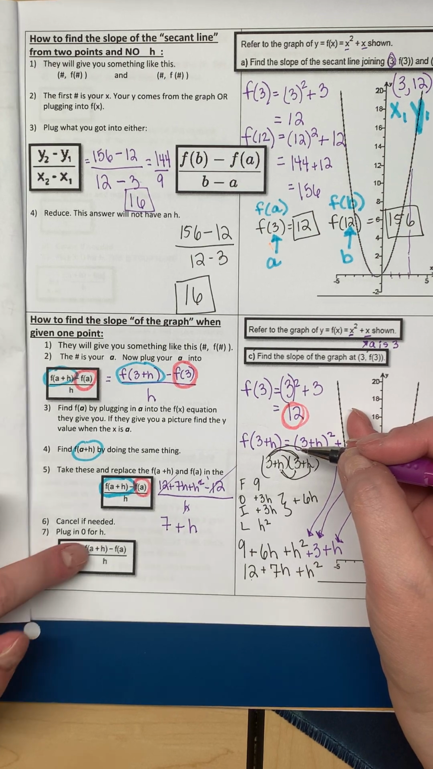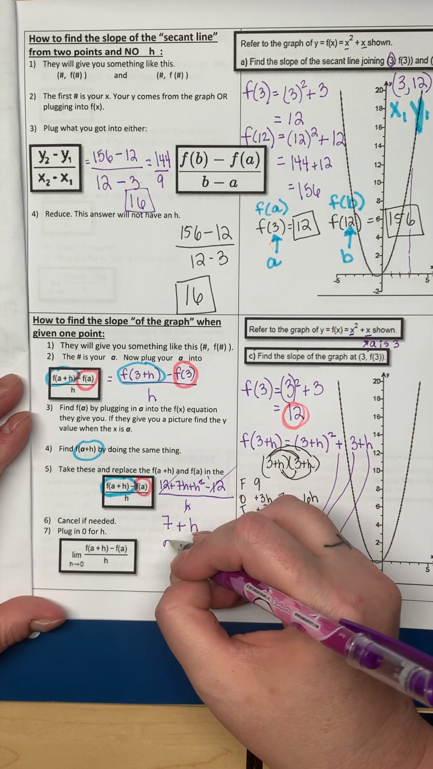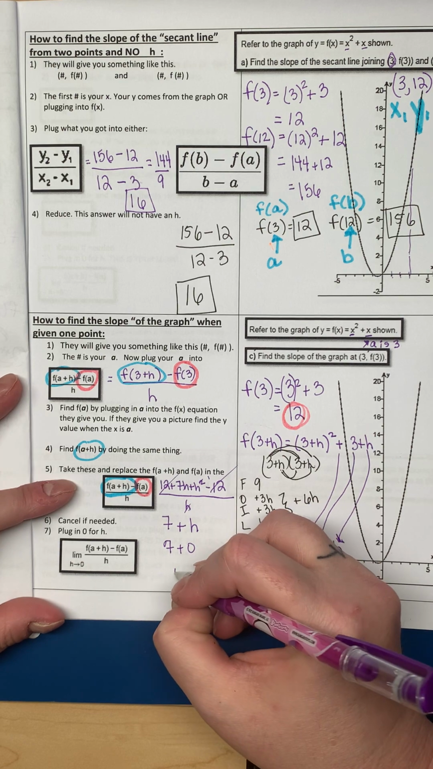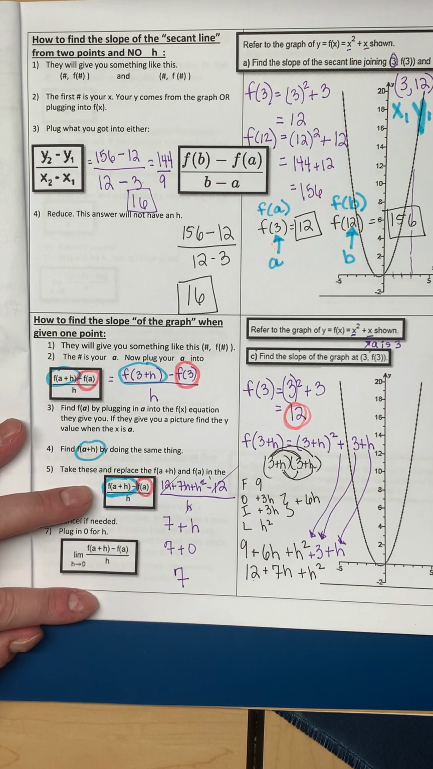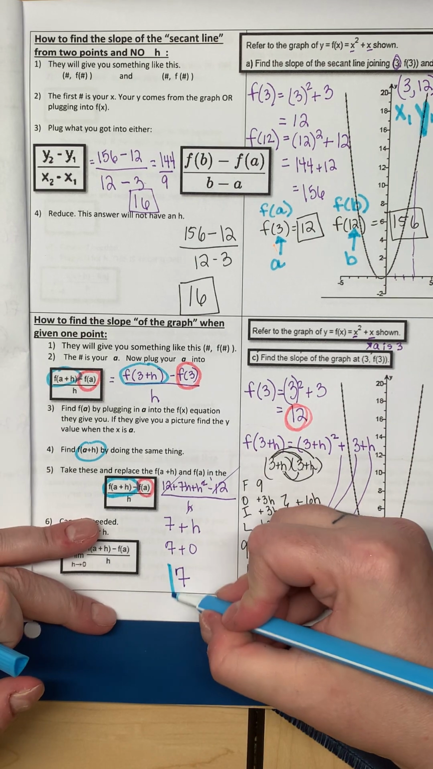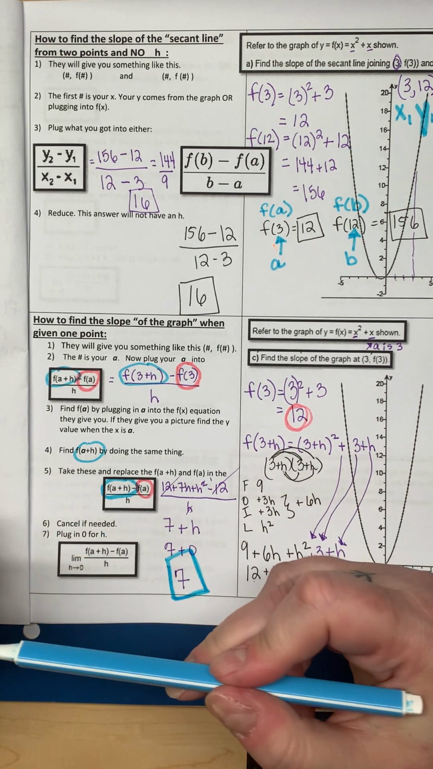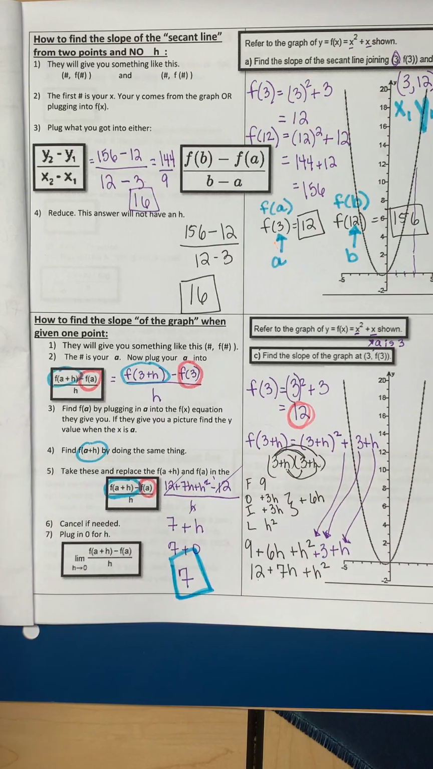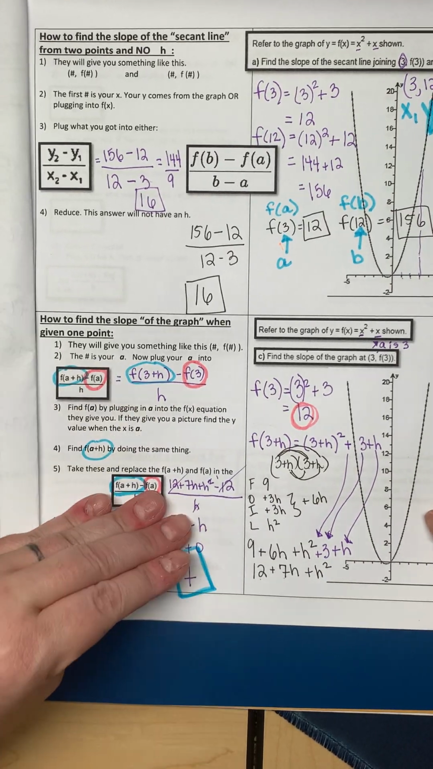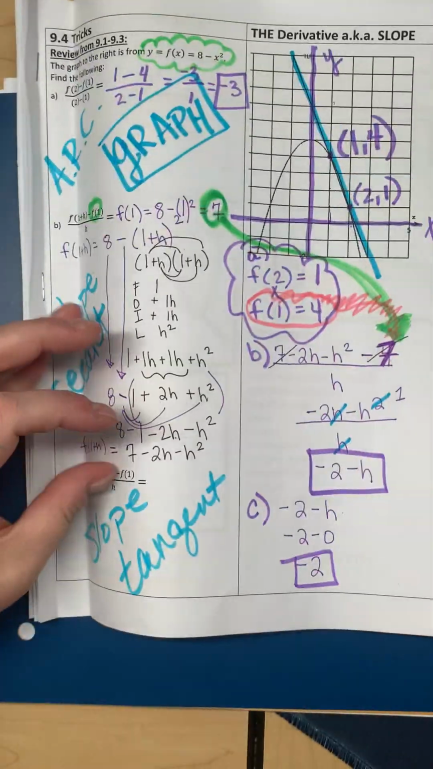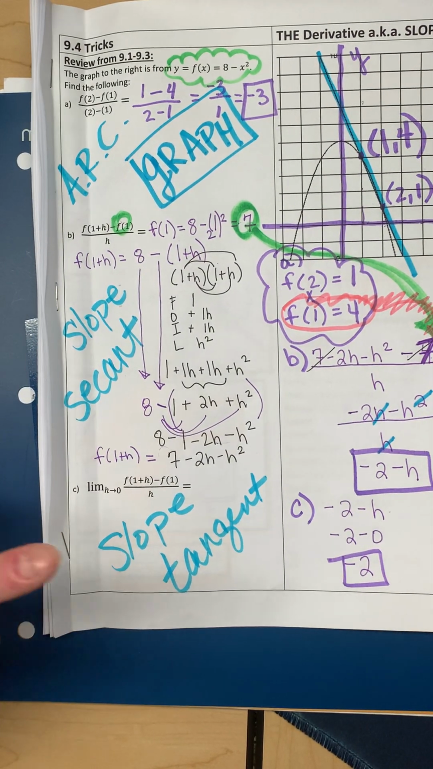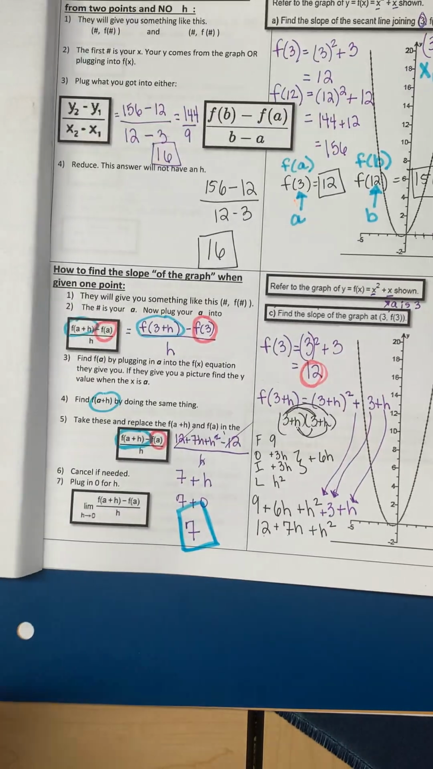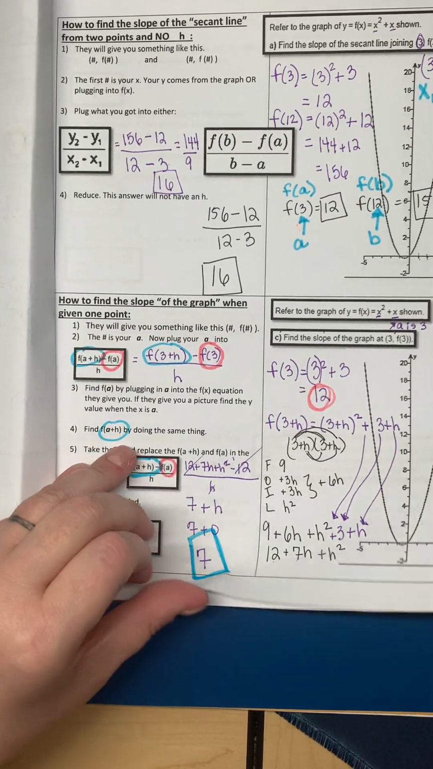Step 7 says plug in a 0 for h. So 7 plus 0 is 7. So the answer is 7. Our final answer is 7. And what we just did is like part C of the very first page and the very first problem. So we technically just found the slope of the tangent line.